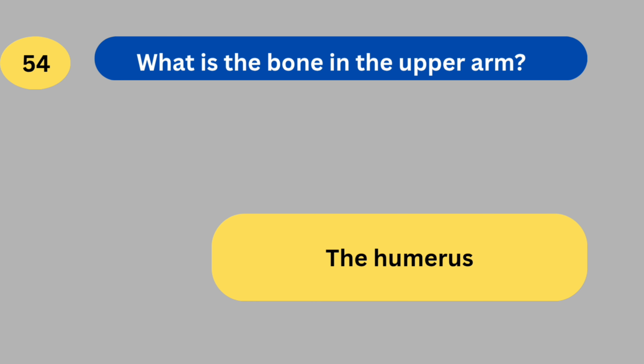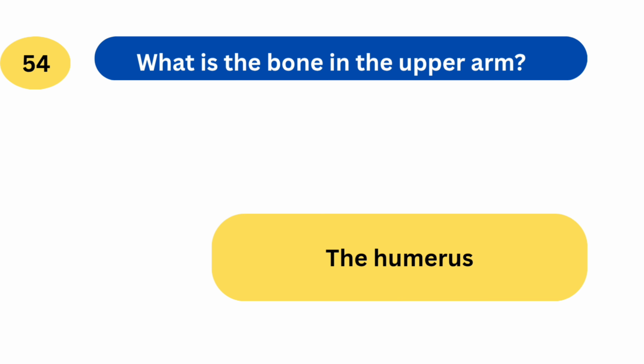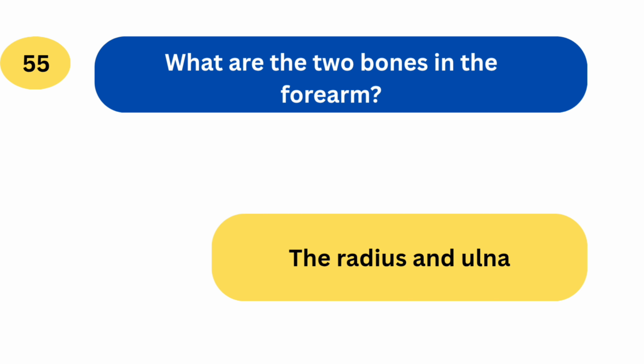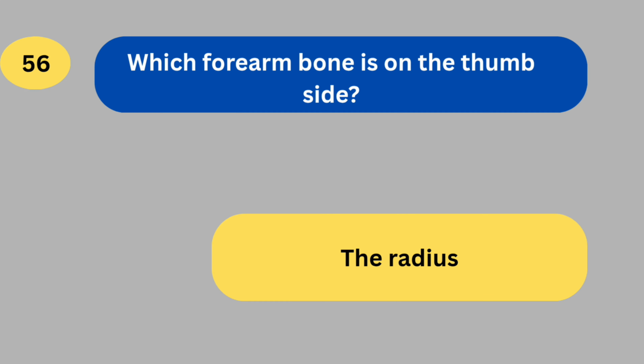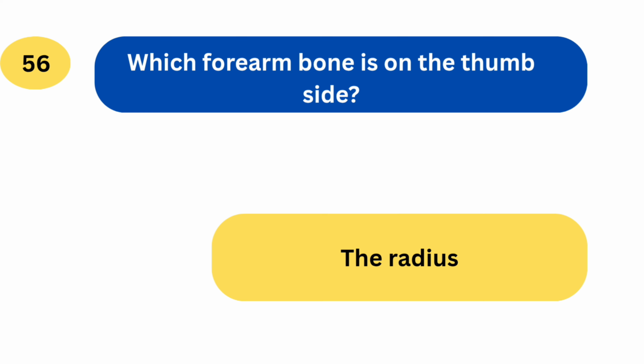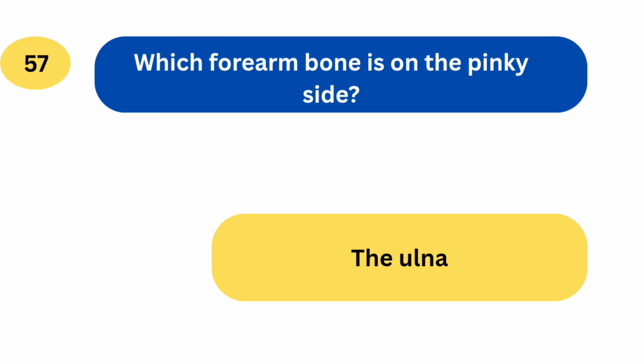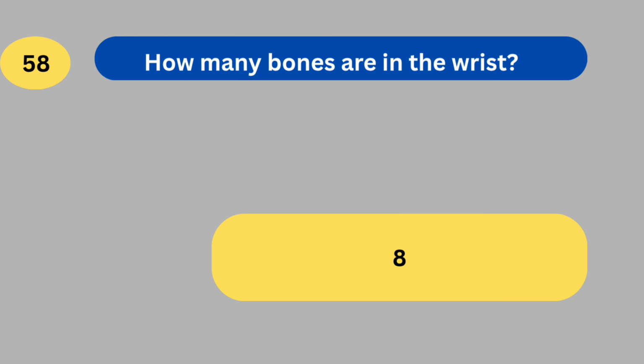Next question. What is the bone in the upper arm? Answer: the humerus. Next question. What are the 2 bones in the forearm? Answer: the radius and ulna. Next question. Which forearm bone is on the thumb side? Answer: the radius. Next question. Which forearm bone is on the pinky side? Answer: the ulna.